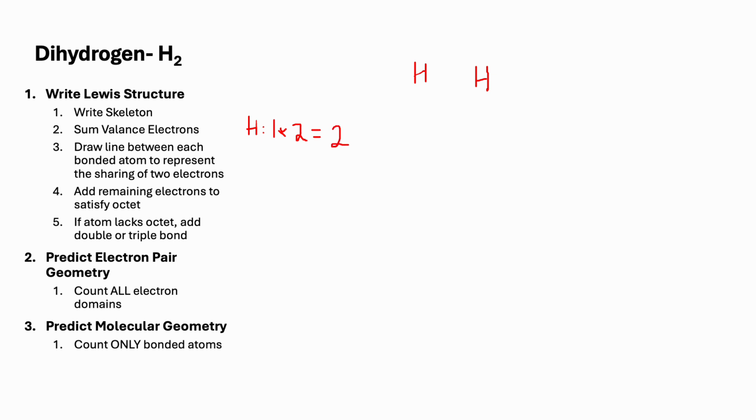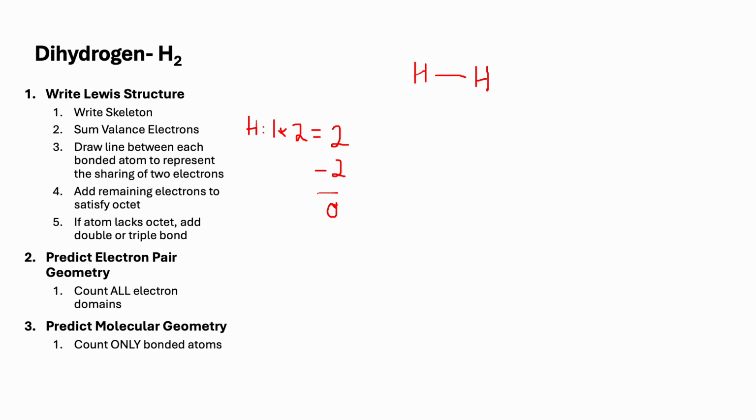And then in step 3, we're going to draw a line between each bonded atom to represent the sharing of 2 electrons. And we take away the amount of electrons we just used, which was 2, because that line represents 2. And we're at 0. And we're done. Isn't that great? That is the correct Lewis structure for dihydrogen. Now we're going to go to the next step.